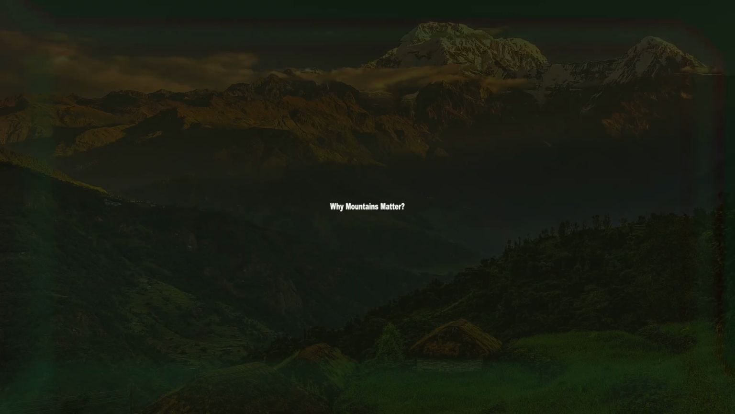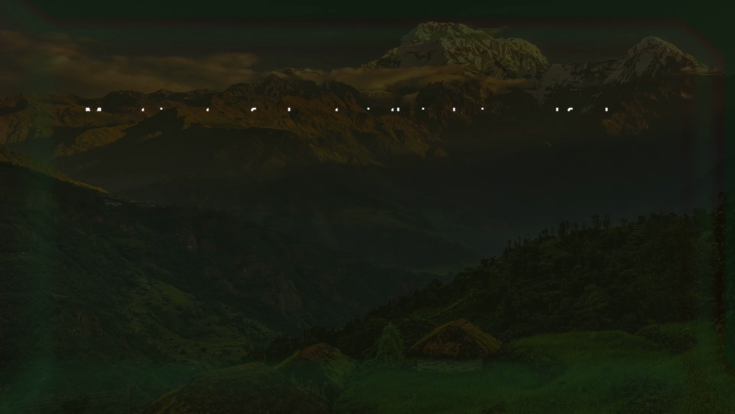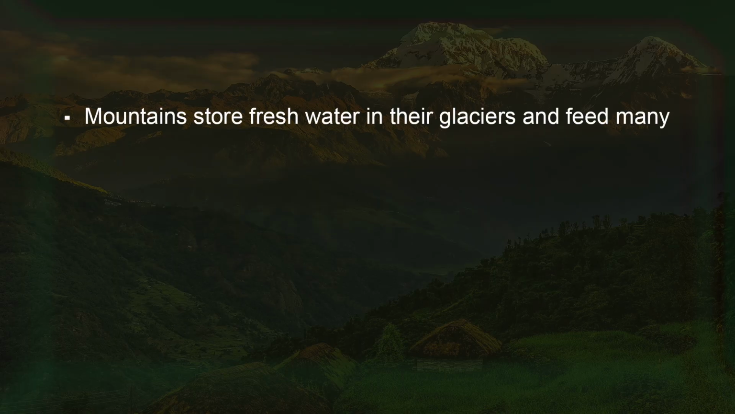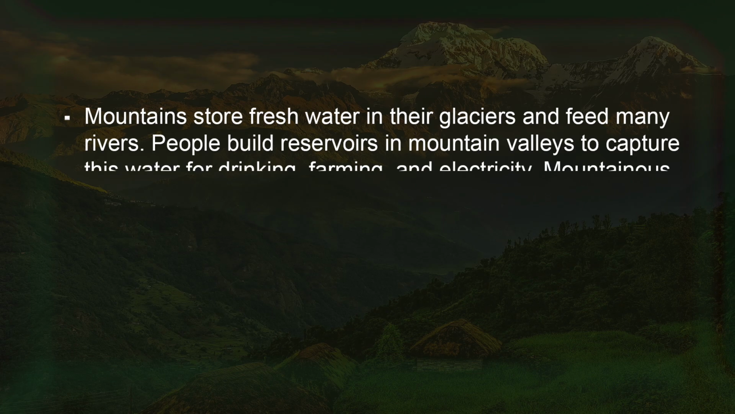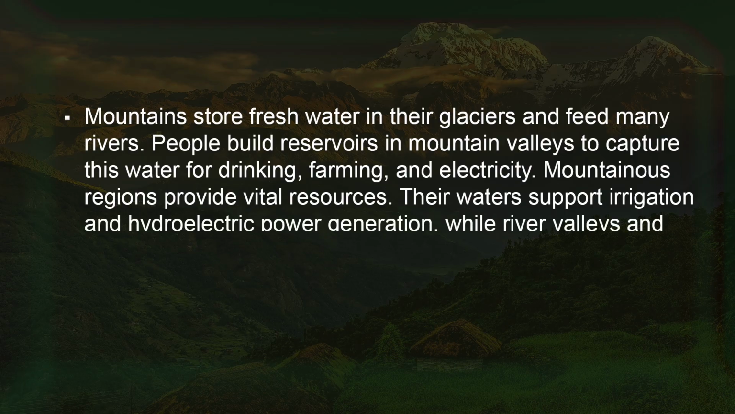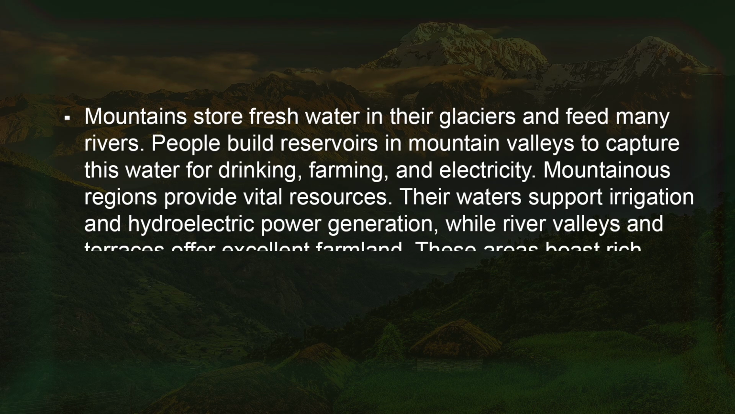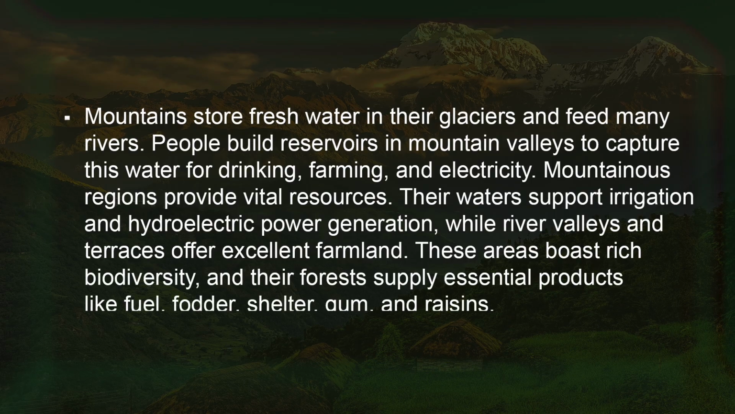Now let's try and understand why the mountains matter. Mountains store fresh water in their glaciers and feed many rivers. People build reservoirs in the mountain valleys to capture this water for drinking, farming, and electricity. Mountainous regions provide vital resources. Their waters support irrigation and hydroelectric power generation, while river valleys and terraces offer excellent farmland.